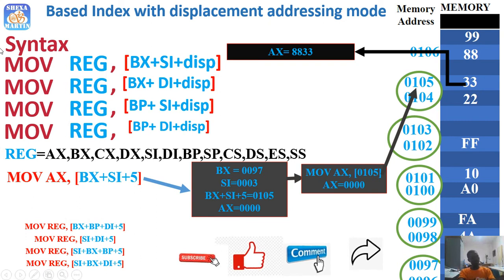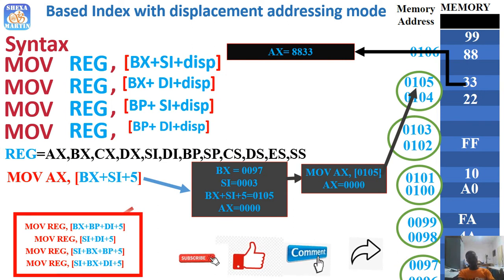So base register cannot work with another base register. Index register cannot work with another index register. That's it. Index register works with base register. Perfect. You can add displacement or not, but whenever you're working with based indexed addressing mode, it means we need at least two registers plus some displacement. So that's not allowed at all.